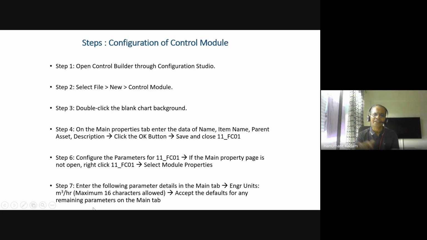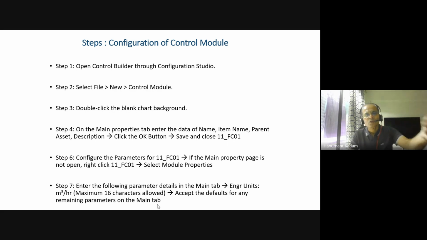And step 7 is enter the following parameter details in the main tab. Enter the engineering unit for the tag. If it is pressure, then pressure units, from a drop down. Units like meter cube per hour, maximum 16 characters are allowed. Because this is a flow loop, flow is in meter cube per hour, and for pressure it would be kg per centimeter square, like this. Accept the defaults for any remaining parameters on the main tab. Default values are already coming, you need not bother, just accept them in the main tab.